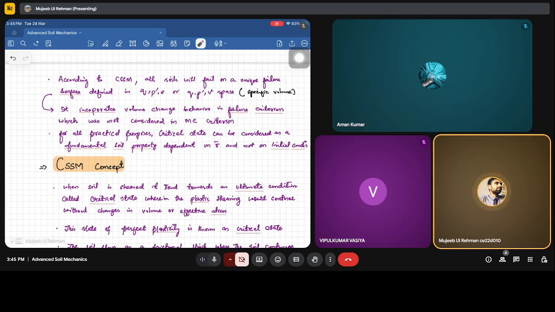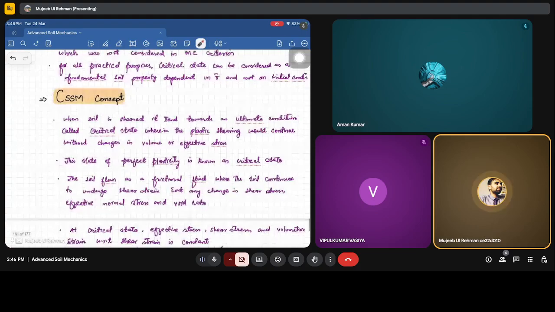And this critical state is independent of the initial stresses and initial conditions, which means that whether you have a loose sample or a dense sample, irrespective of the way they behave during shearing, both samples will reach the critical state. Moreover, this is a fundamental property. Every soil state has to reach this critical state. Now, this critical state has some properties, by which we can say whether a soil has reached a critical state or not. That we are going to see in this CSSM concept.